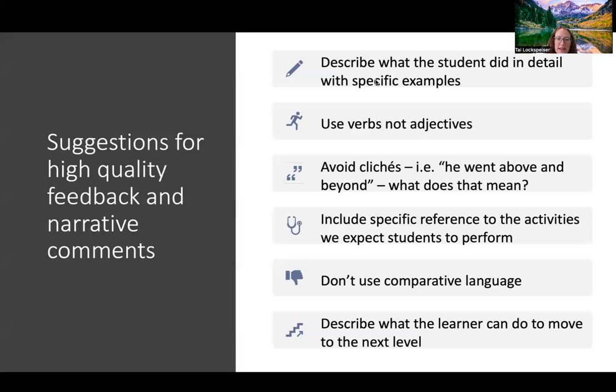Finally, our goal is to think about what the learner can do to move on to the next level. I describe this as the power of yet. There are certain things that a student may not be able to do now, but that they will be able to do in the future. Those are great suggestions for constructive feedback and helping the learner think about their growth to being a physician.